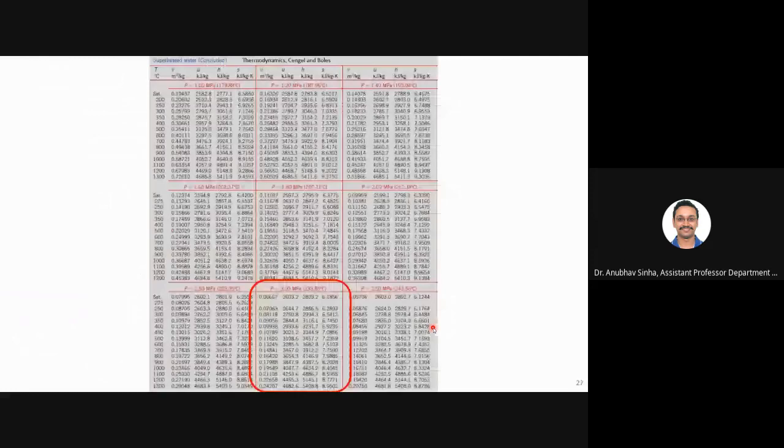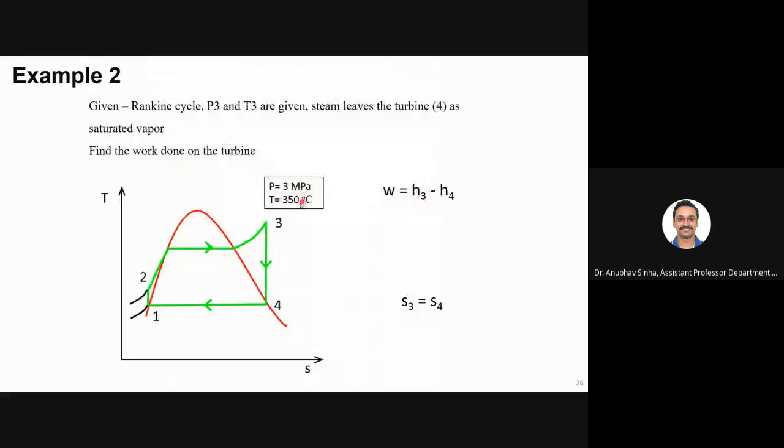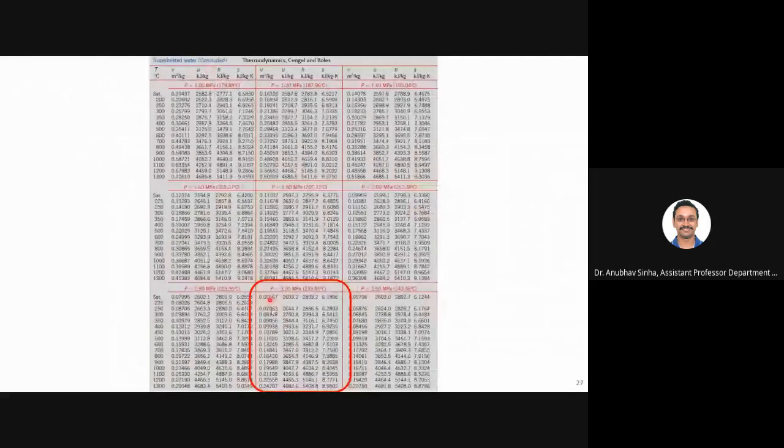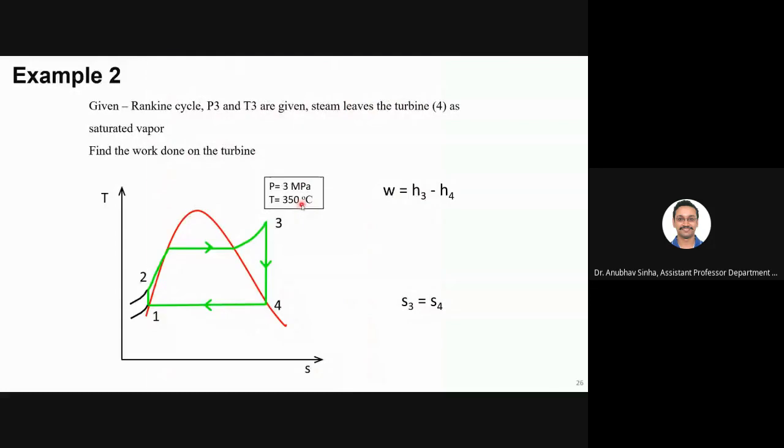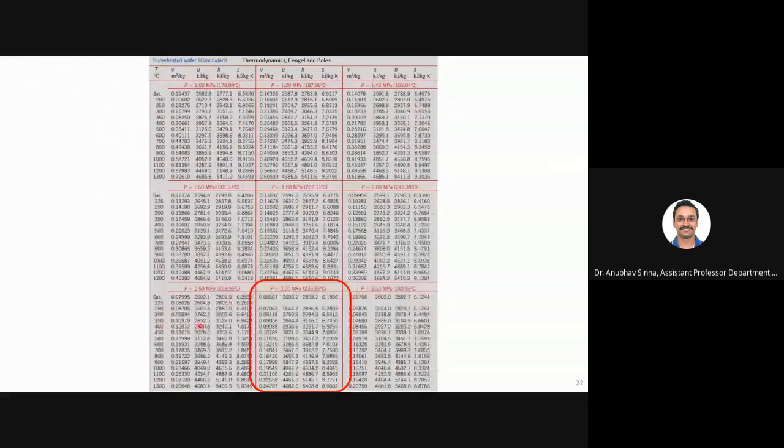If you look at the superheated water table, I wanted to look at 3 megapascal, 350 degrees Celsius. I want to find H. If you go to superheated water, 3 megapascal is one box, right? And what was the temperature? Anyone remembers? 3 megapascal and 350 degrees Celsius. This is the row I am looking at. I need to find the enthalpy. Enthalpy is the third column, which here is 3115.1 kilojoule per kilogram.